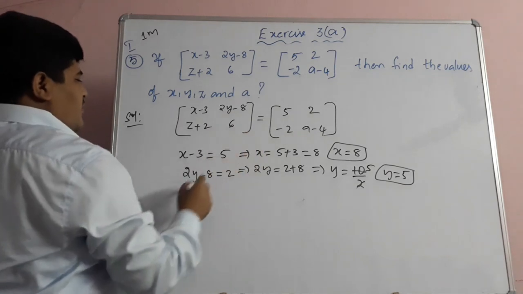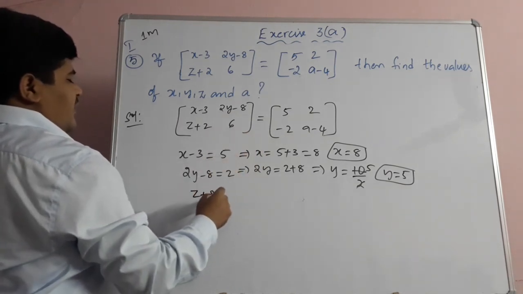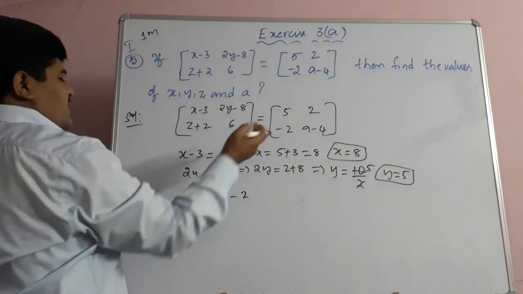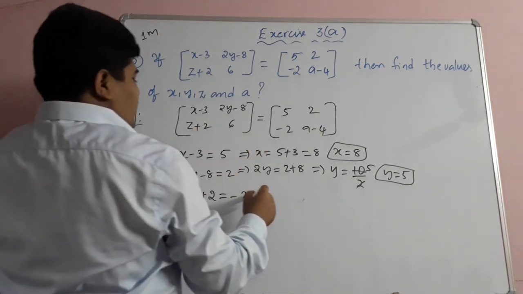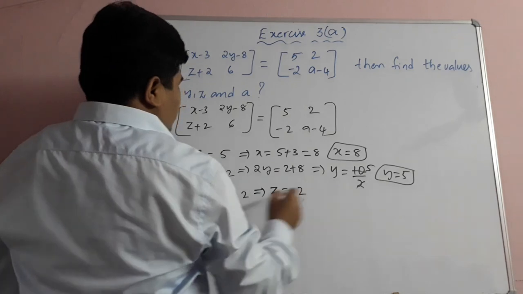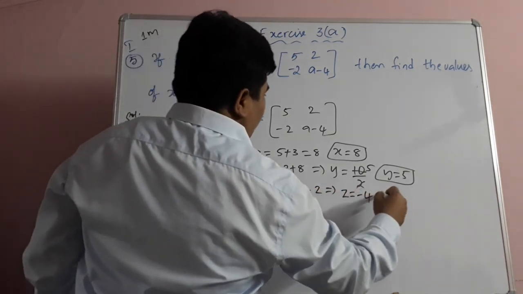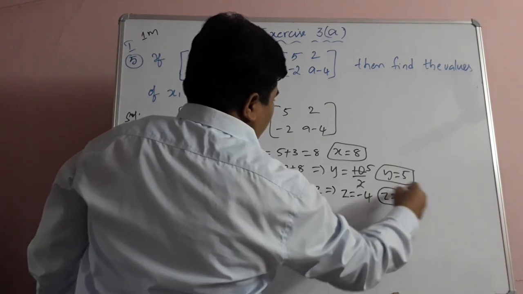Now the third element is equal to the third element. z plus 2 is equal to minus 2, meaning second row first element is equal to second row first element. z plus 2 is equal to negative 2, children. That implies z is equal to minus 2 minus 2. So finally z is equal to negative 4.